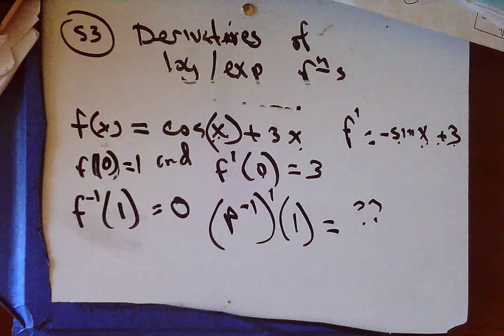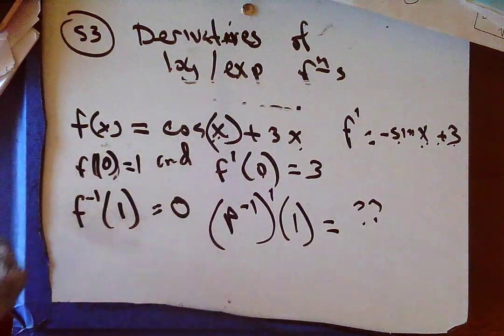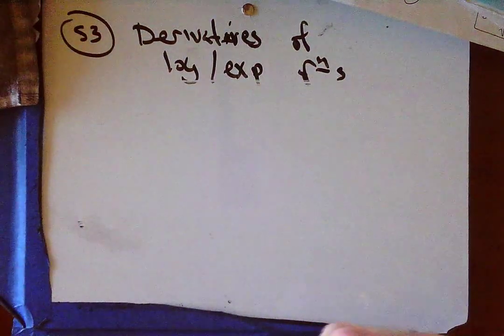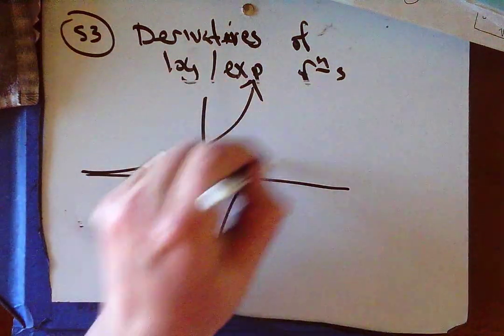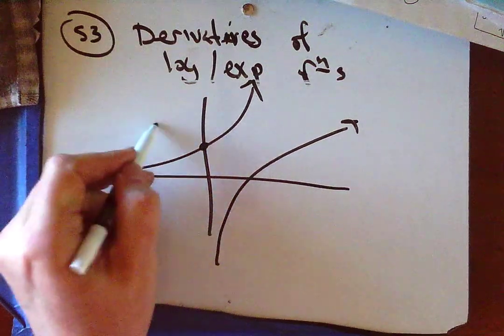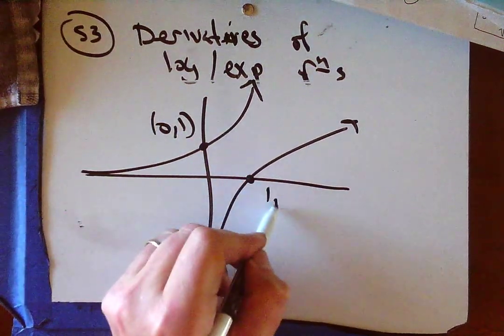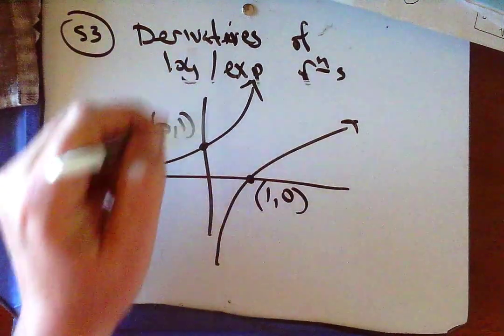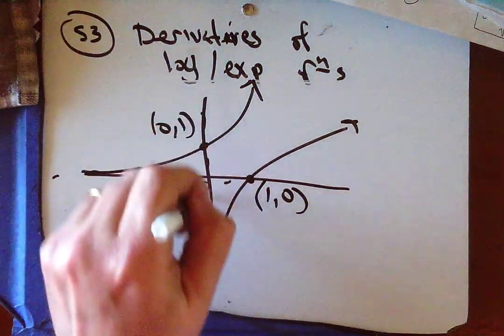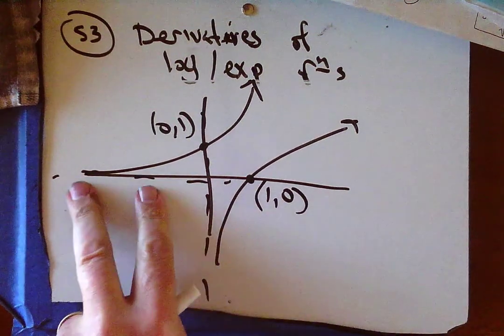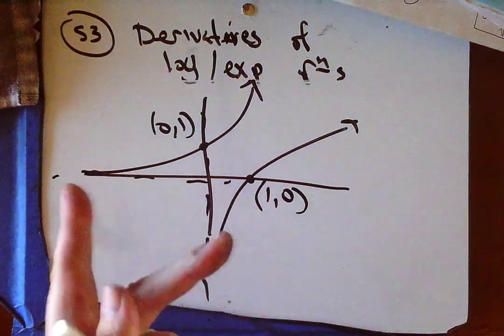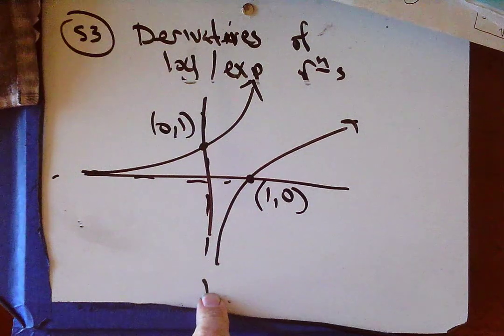Okay? All right. So now let's take a look at f inverse prime of 1. What's that going to be? Well, let's think about that graphically. We know that logs and exponentials are inverses of each other. This point is 0, 1. This point is 1, 0. This one has a horizontal asymptote. This one has a vertical asymptote because we switched. What did we switch? We switched y equals 0. We switched the x's and y's, and now we've got x equals 0.